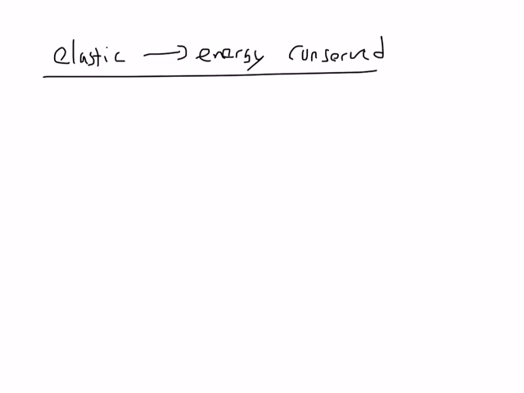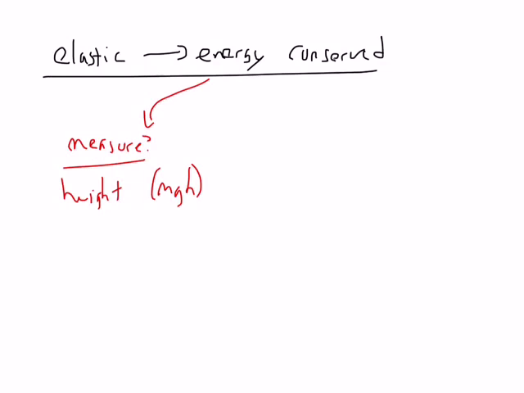So we're trying to compare low and high speed collisions, and we want to do something with energy. So the first thing to think is, what are we going to measure if we want to measure an energy? Because if we want to test this hypothesis, we have to measure energy somehow, so that we can see if it's conserved. There are two different ways I can think of to do that. We could measure a height, right, mgh, or we could measure a speed.